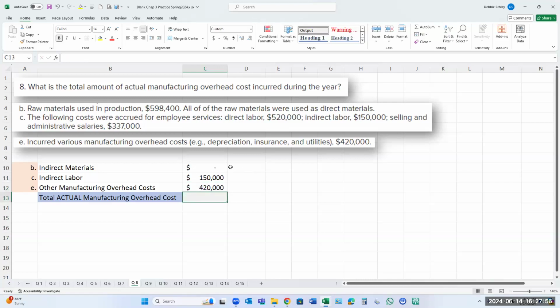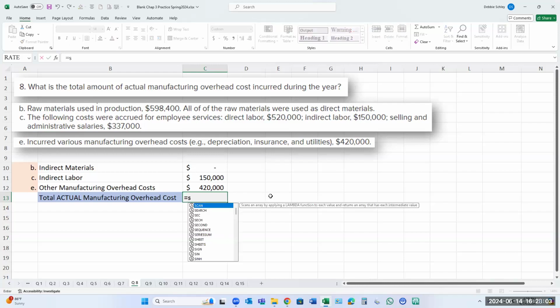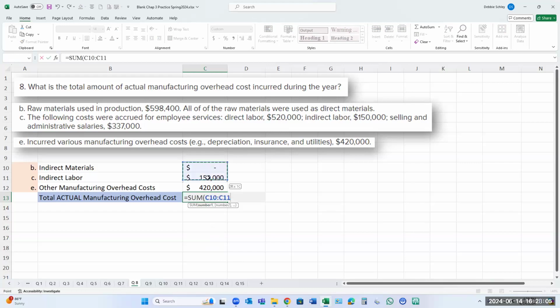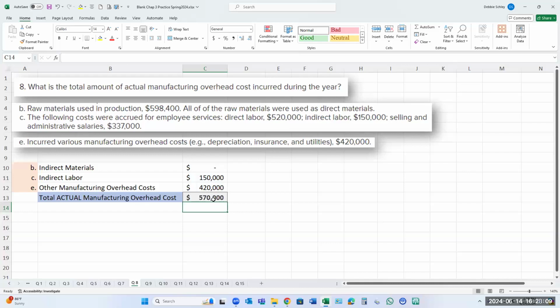So adding up all of my indirect costs will tell me what my actual manufacturing overhead was. And like I said, my answer is exactly what my estimated was from the beginning of the problem, but don't let that confuse you. To figure out actual, you just need to take all of your indirect and manufacturing overhead costs that were incurred to get your actual manufacturing overhead costs.